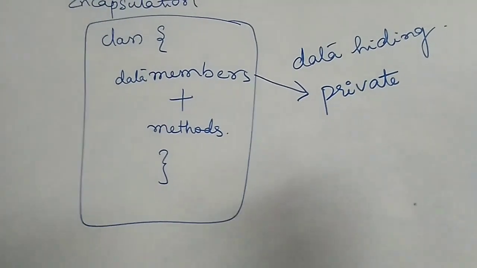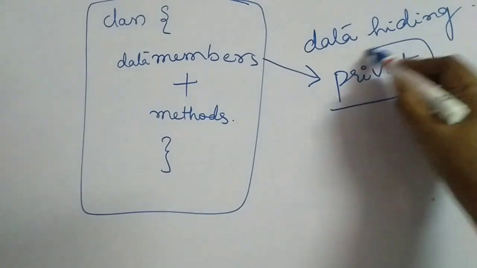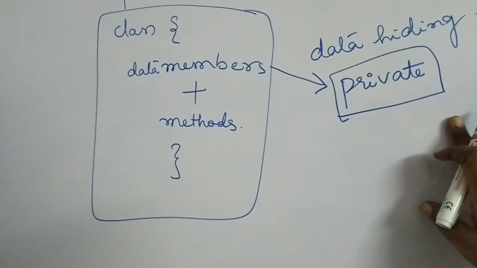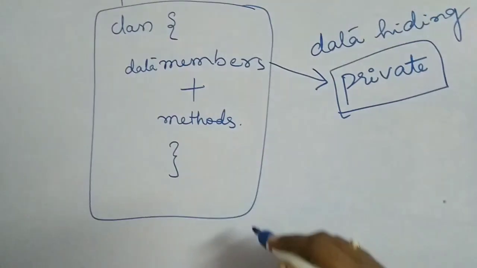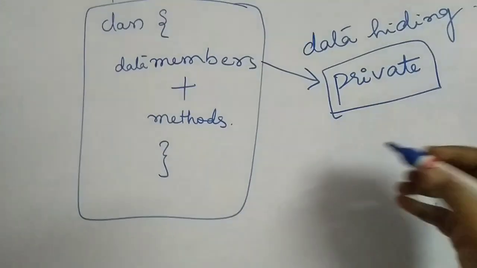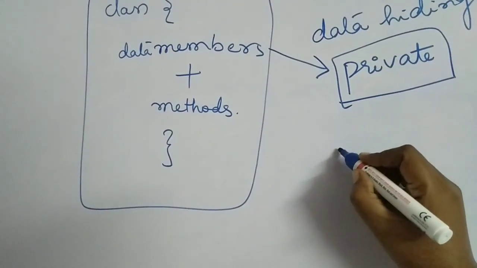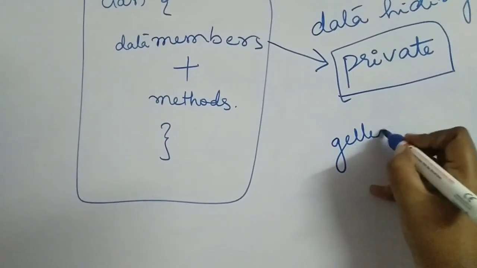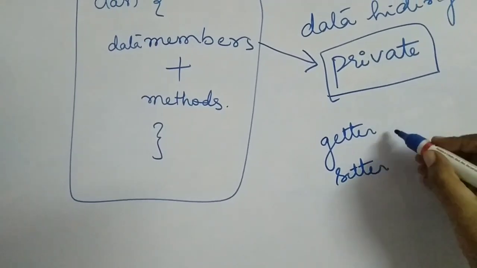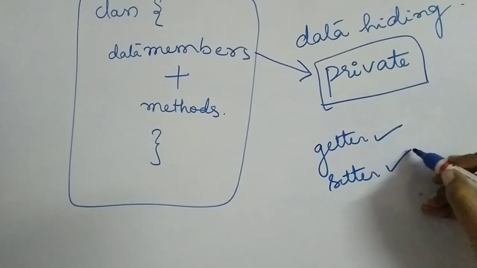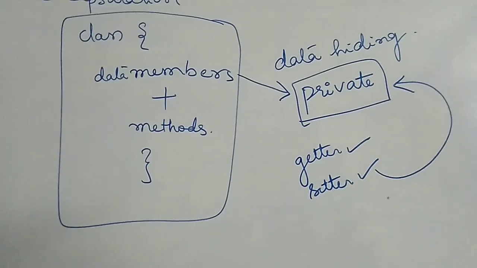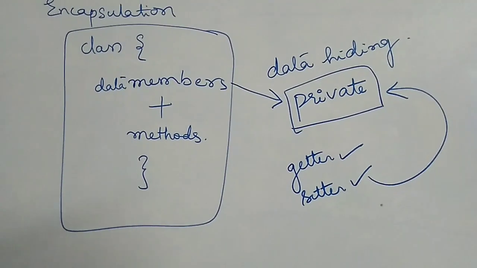When you make the data members private, it means that these members cannot be accessed by the outside code. They will be available only within the class. So to access these data members, you need methods which are called getter methods and setter methods. By using only these getter and setter methods, we will be able to access the private members of the class. This is called data hiding.